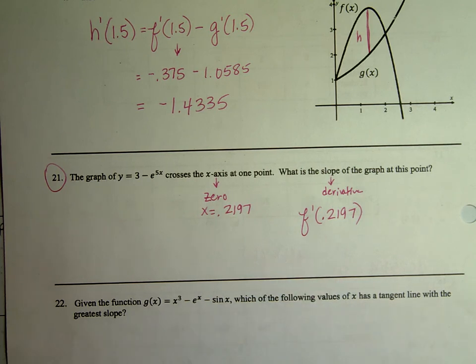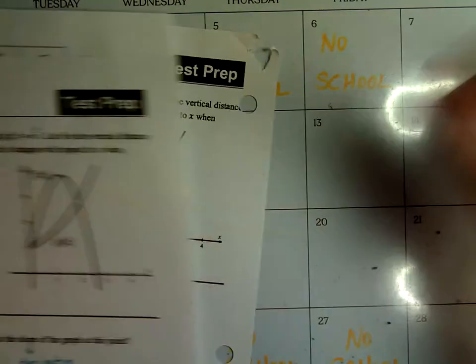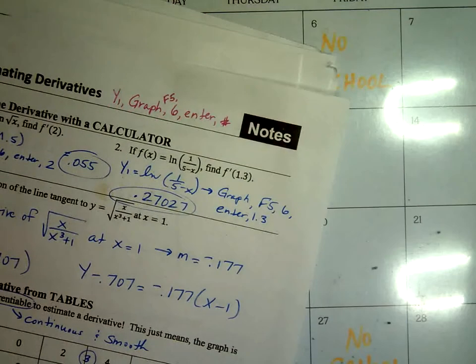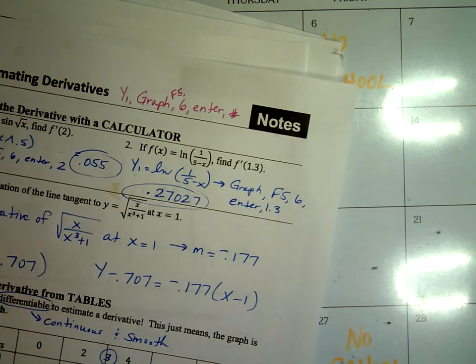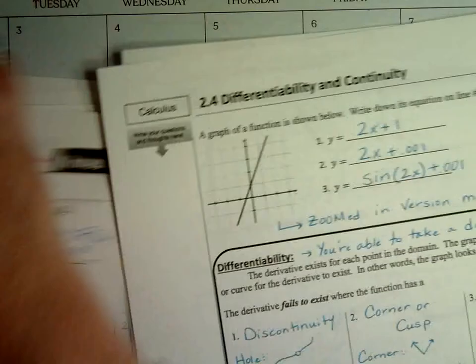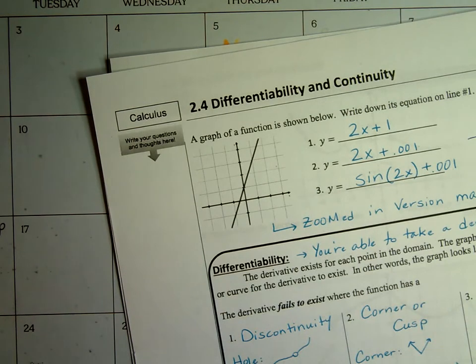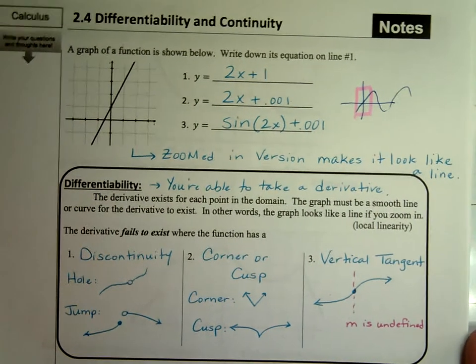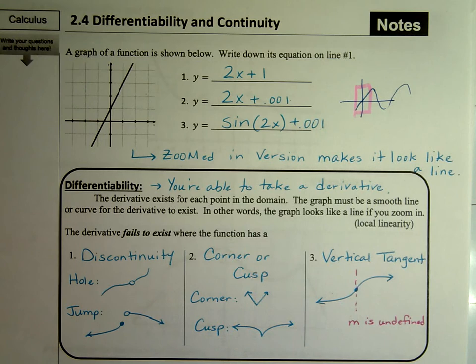Okay? All right, that takes us through section 2.3, and we're going to real quick do 2.4, because 2.4 is easy peasy lemon squeezy. Here it is. All right, let me switch up my papers. 2.4, differentiability and continuity.